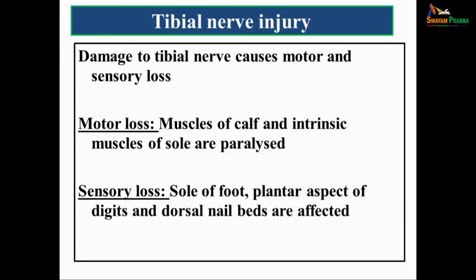Tibial nerve can be injured. Damage to tibial nerve causes motor and sensory loss. The motor loss results in paralysis of muscles of calf and intrinsic muscles of the sole. The sensory loss results in loss of sensation in the sole of the foot, plantar aspect of digits, and the dorsal nail beds.